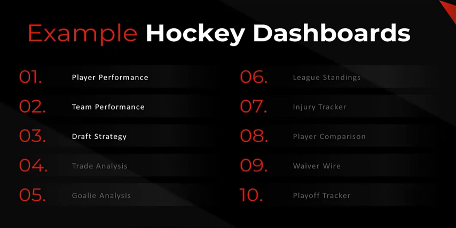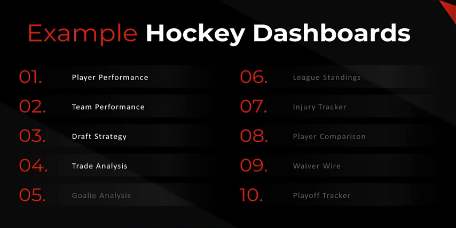Draft strategy dashboard. This dashboard could help users prepare for their fantasy hockey drafts by displaying rankings, projections, and ADP, average draft position data, for players. It could allow users to filter by position, scoring format, and draft order, and include visualizations like scatter charts and heat maps.